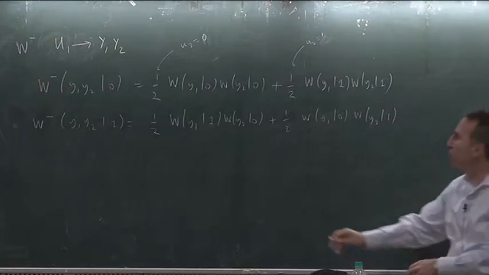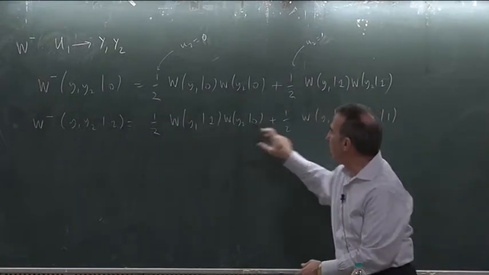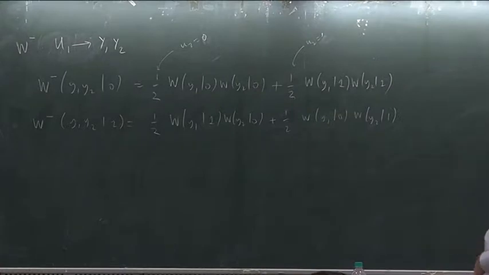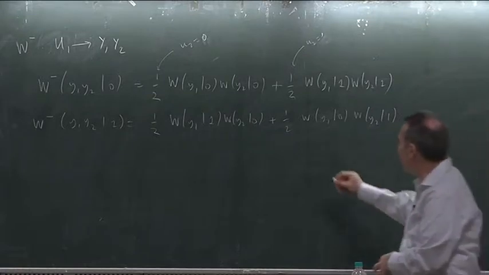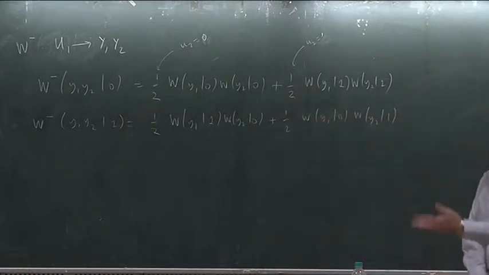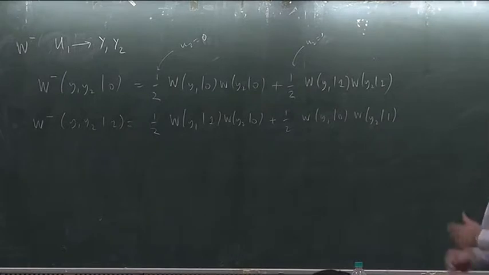Okay, so this corresponds to u2 being 0 again. This corresponds to u2 being 1. So we have these things. I hope I wrote them correctly. So this is the transition probabilities of the W minus channel. It tells you exactly what the transition probability W minus is in terms of the statistics of the channel W. So far, so good.